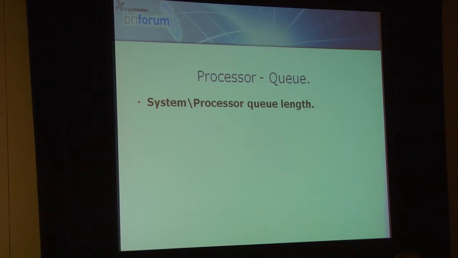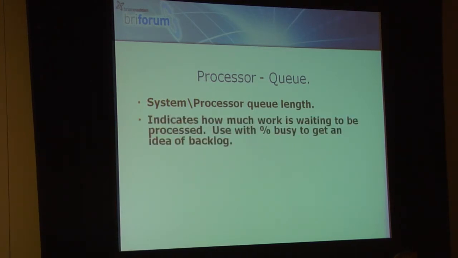I like processor queue a lot too, which is the system processor queue length counter. That indicates how much work is waiting to be processed. So you can run into situations where your percent busy is actually not bad, but you've got items in queue. And usually that's some sort of backlog or some sort of other system that you're waiting on. And that indicates that you've got actual work that's waiting to be done.